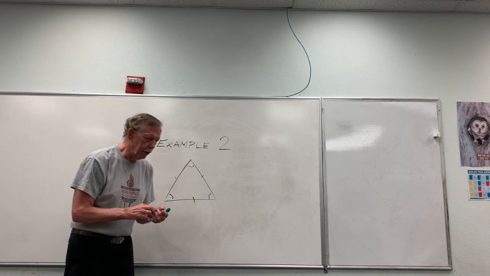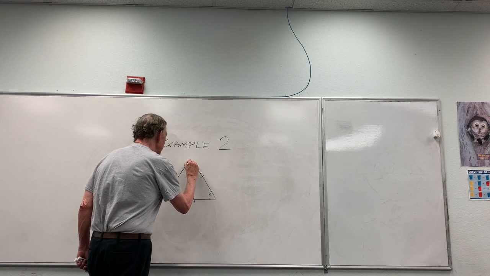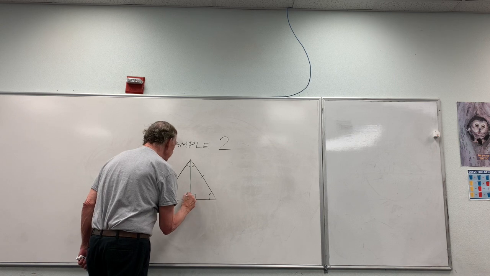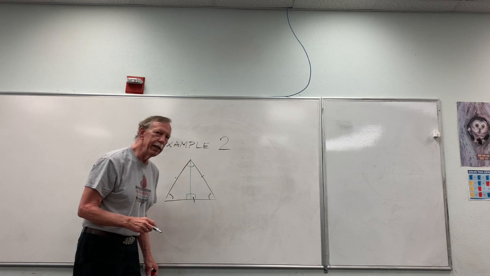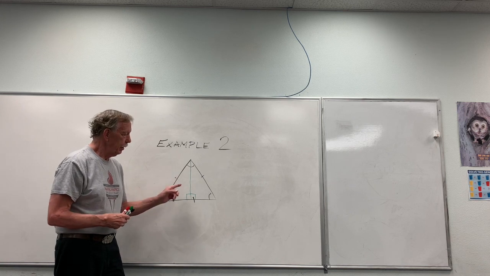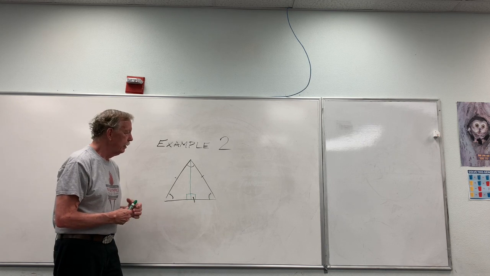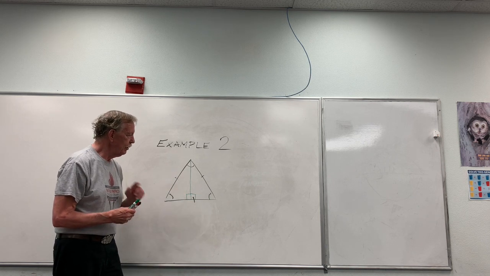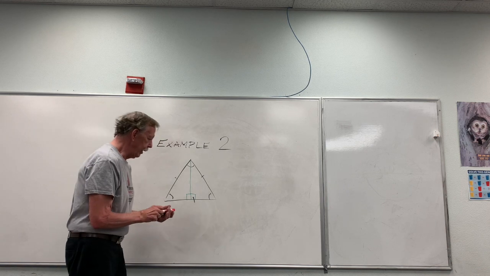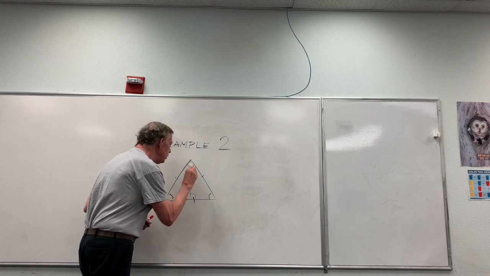Then in that triangle, we're going to draw an altitude here, creating two right angles there. Remember, altitudes are perpendicular to the base. This triangle and this triangle are going to be congruent. Here's why. This piece is equal to itself.